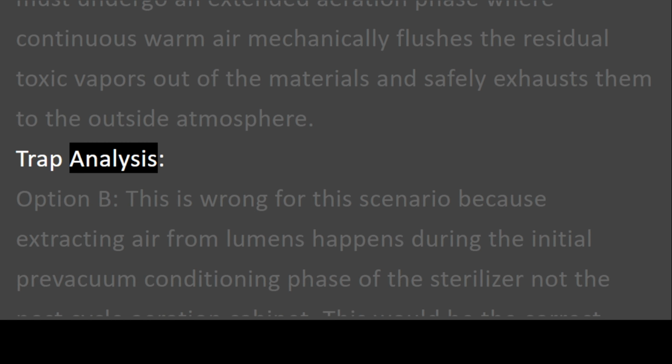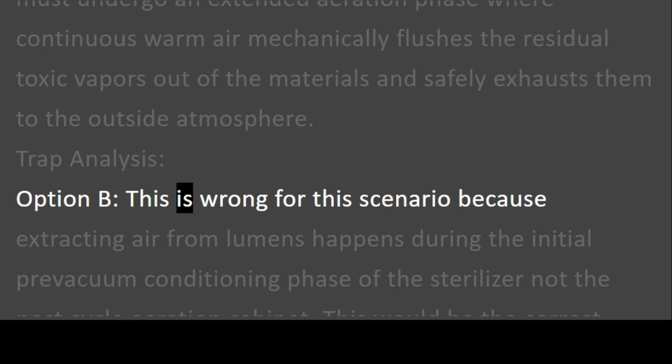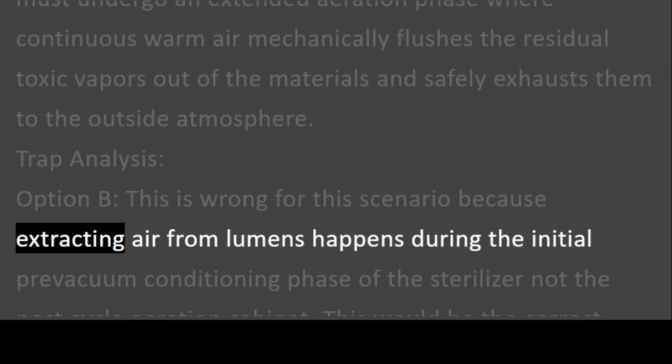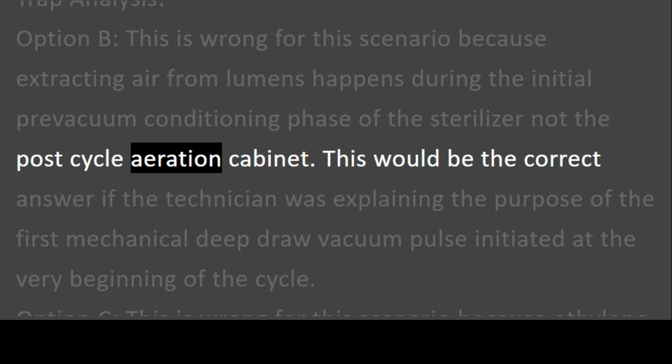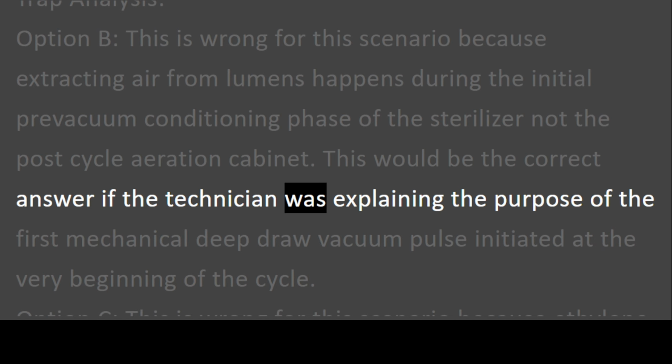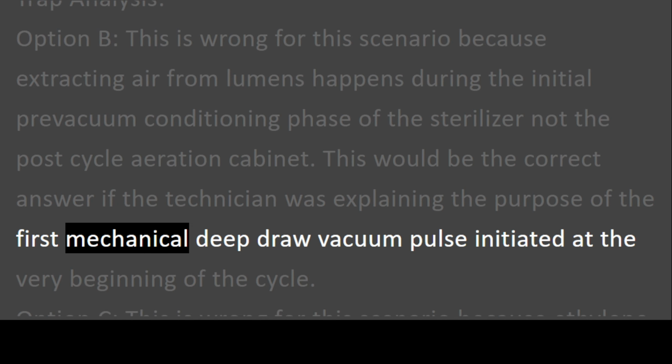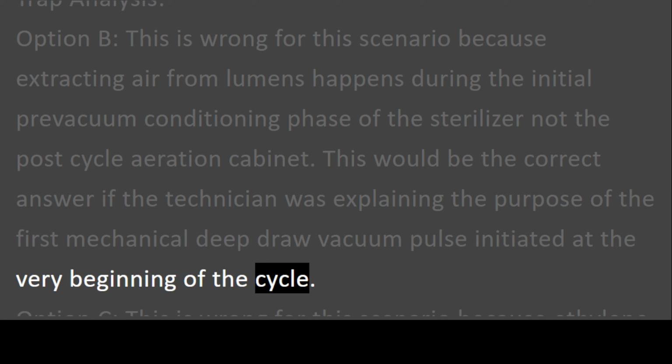Trap analysis. Option B. This is wrong for this scenario because extracting air from lumens happens during the initial pre-vacuum conditioning phase of the sterilizer, not the post-cycle aeration cabinet. This would be the correct answer if the technician was explaining the purpose of the first mechanical deep draw vacuum pulse initiated at the very beginning of the cycle.